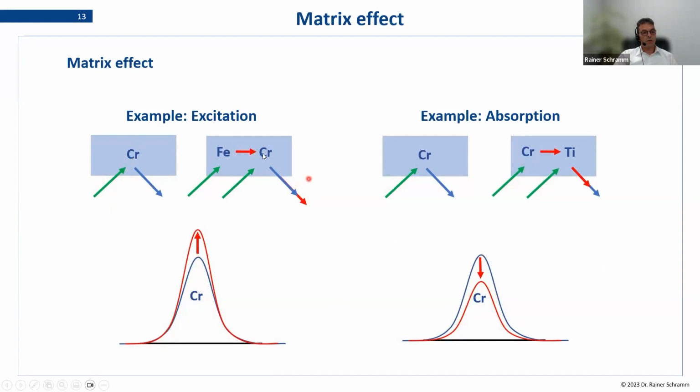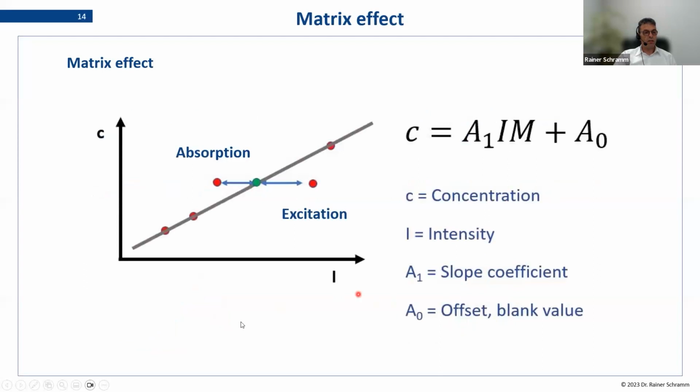And then we have the case that the same sample contains iron. The iron is additionally exciting chromium, and this means we get a higher chromium peak than expected. Another example is that the same sample contains titanium, and the titanium is taking away a part of the fluorescence radiation of chromium, so the signal is decreased. In our calibration, this would look like this: if the titanium is present, we lose intensity, so the point is on the left side of our line. In the iron case, it is increasing the chromium intensity, so we're on the right side.